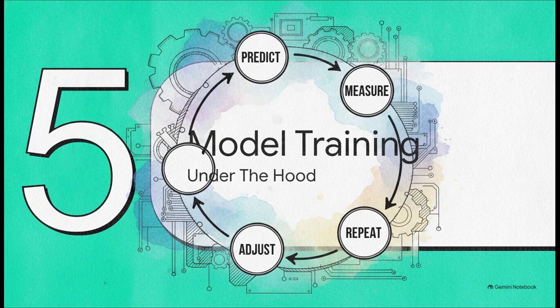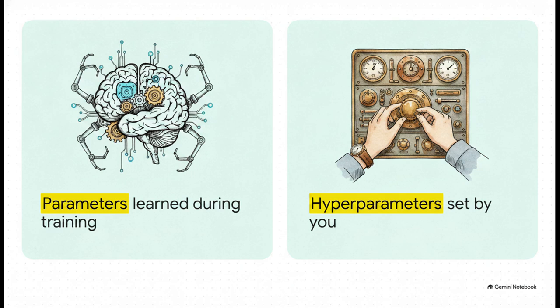Section 5, Training Under the Hood. Predict, measure, adjust, repeat. Let's demystify what's actually happening inside this continuous learning loop. So, the crucial point is understanding the difference here. Parameters are the variables learned by the model internally during the training process itself. Hyperparameters, on the other hand, are explicitly configured by you. Things like the learning rate, the tree depth, or the number of epochs. You control the learning environment, which fosters real ownership over the entire system.